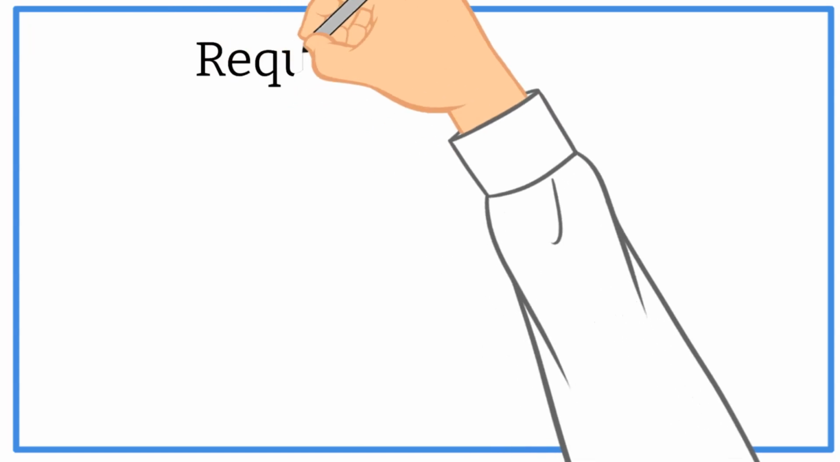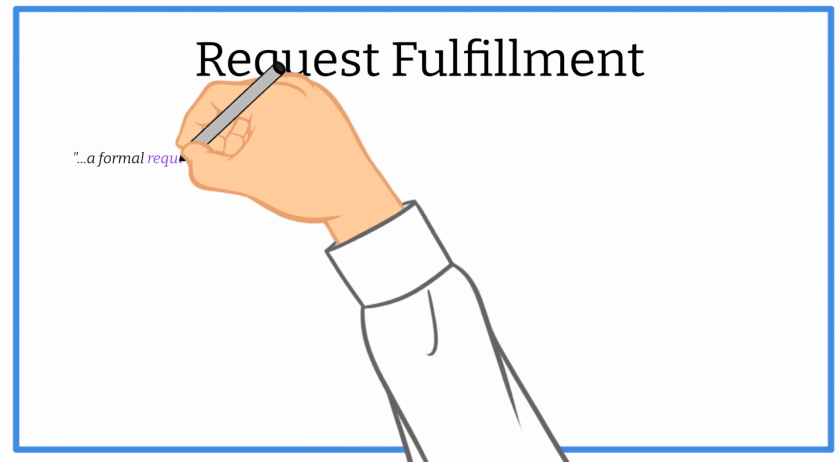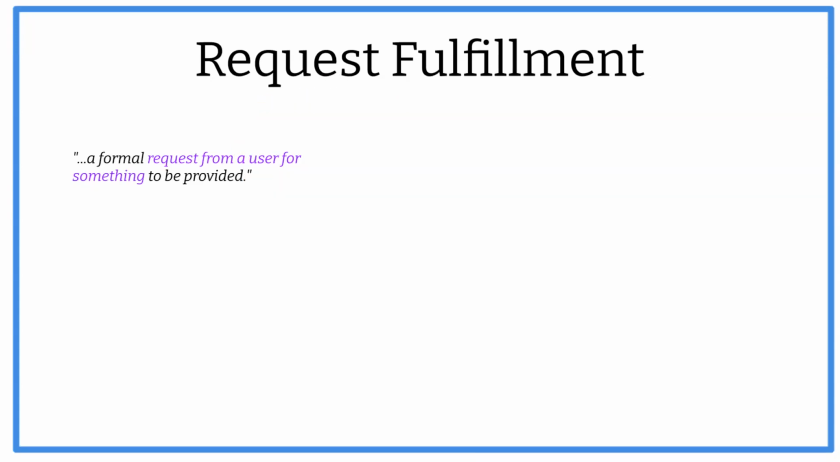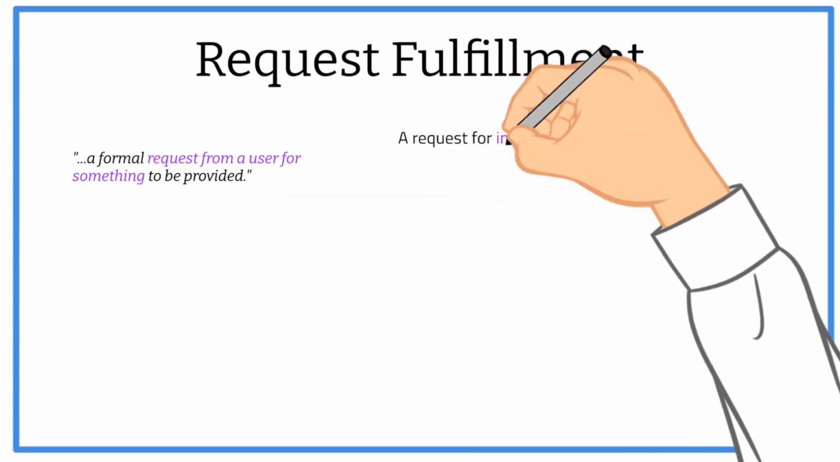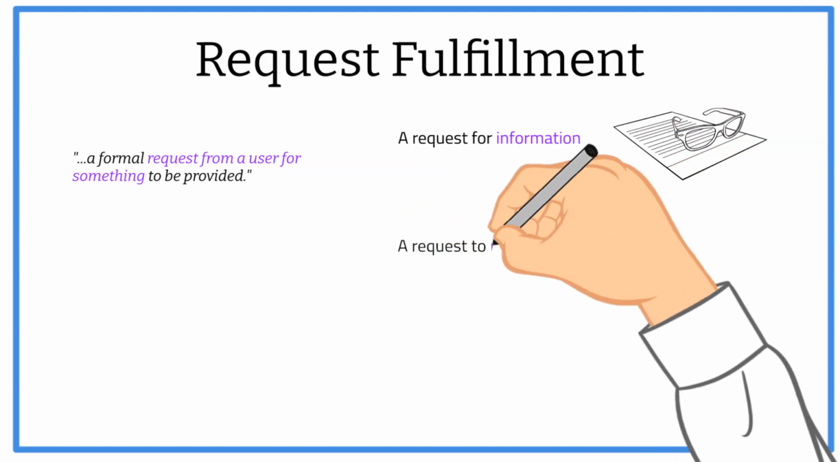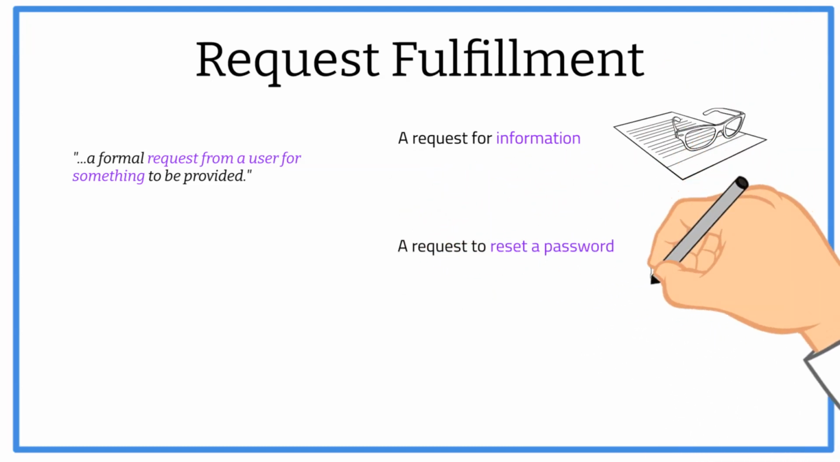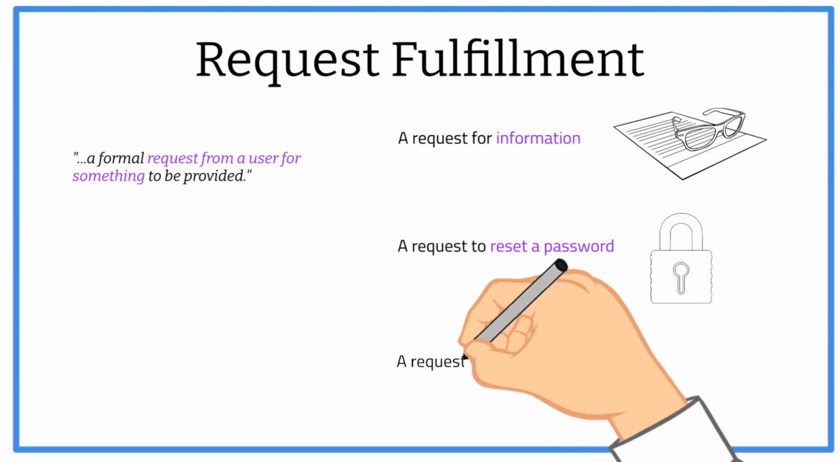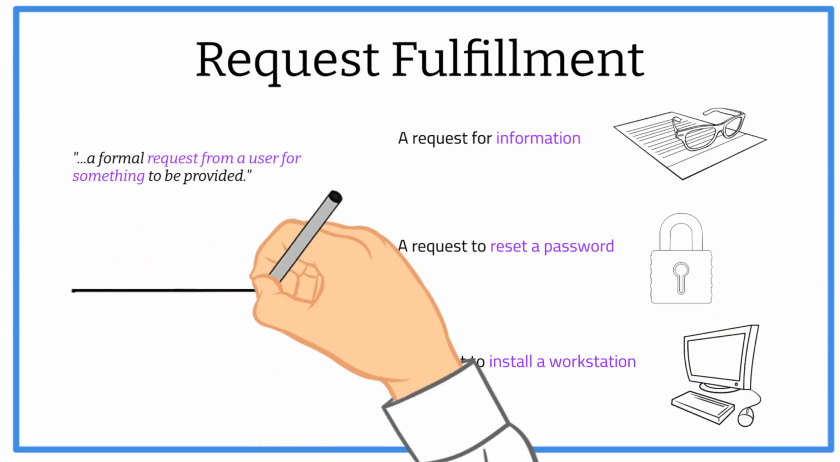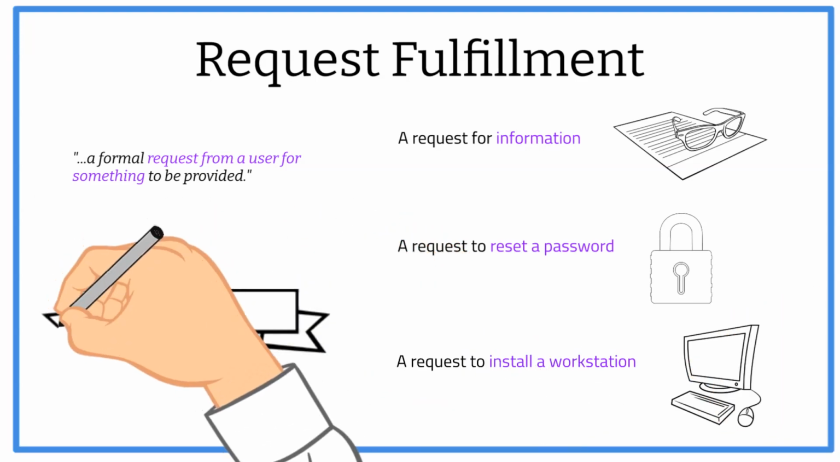Which brings us to category 2, which is called request fulfillment. ITIL defines a service request as a formal request from a user for something to be provided. For example, a request for information or advice, a request to reset a password, or a request to install a workstation for a new user. The ticket type correlated to this category is called, you guessed it, a request.